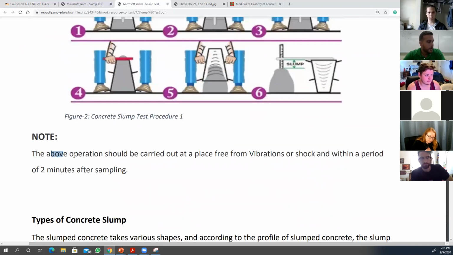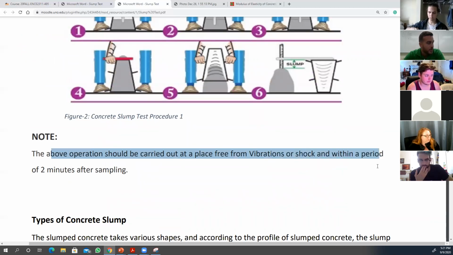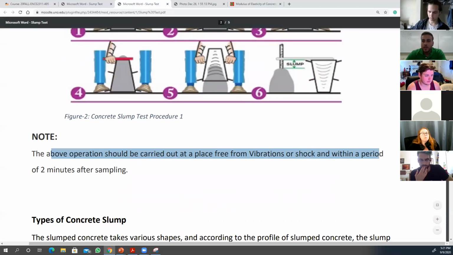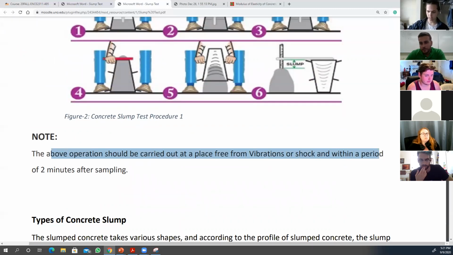Note, the operation should be carried out in a place free from vibrations. No vibration or shock within the period of 2 minutes after sampling. Because if there's any vibration, it will change the slump, because it's going to start settling already. We use mechanical vibration to settle the concrete after we pour into the formwork because we want it air free. We don't want any bubbles.